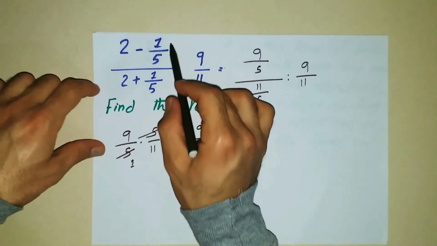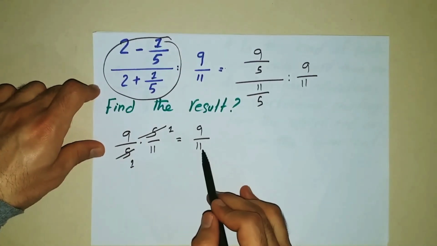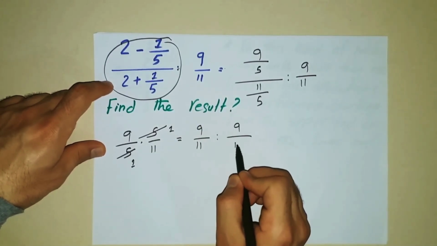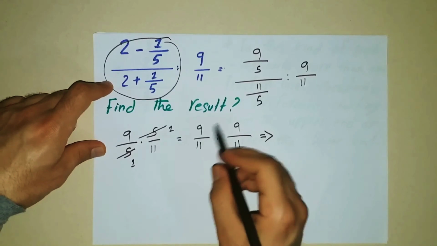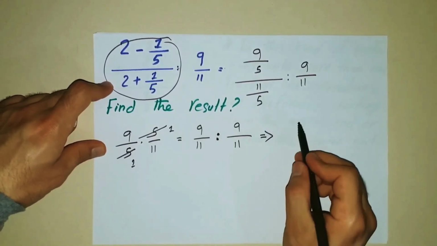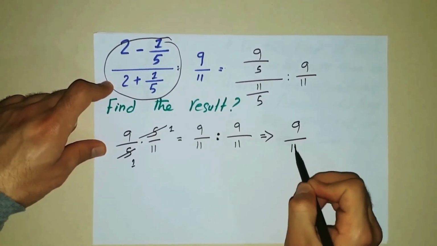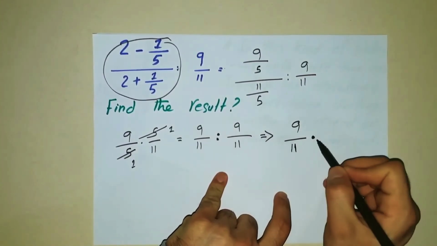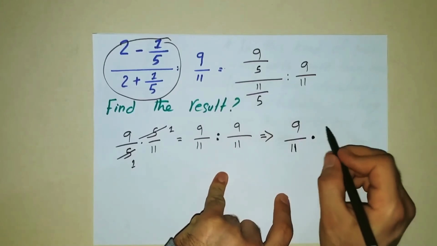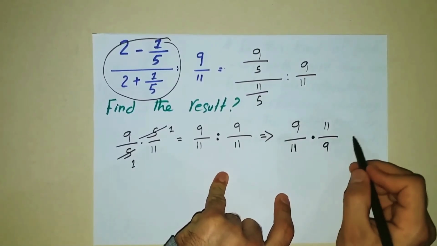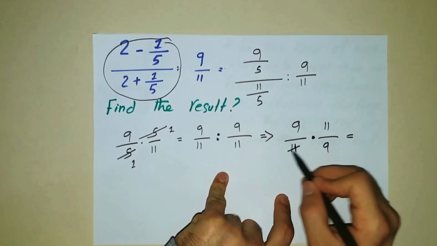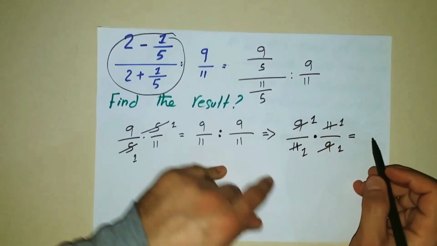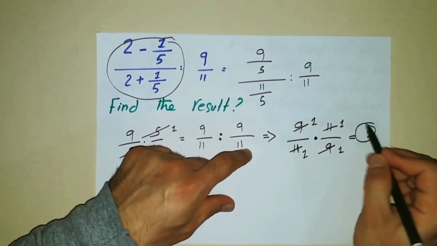Now this part will give me 9 by 11, and there is a division sign, and the second part is 9 by 11. Now I will change this division into a multiplication sign, so the first one will remain the same, the division sign will change into multiplication, and I will write this one in opposite, 11 by 9. Now we can simplify them with 11. 11 ones are 11, and 9 ones are 9. So our final result is 1.